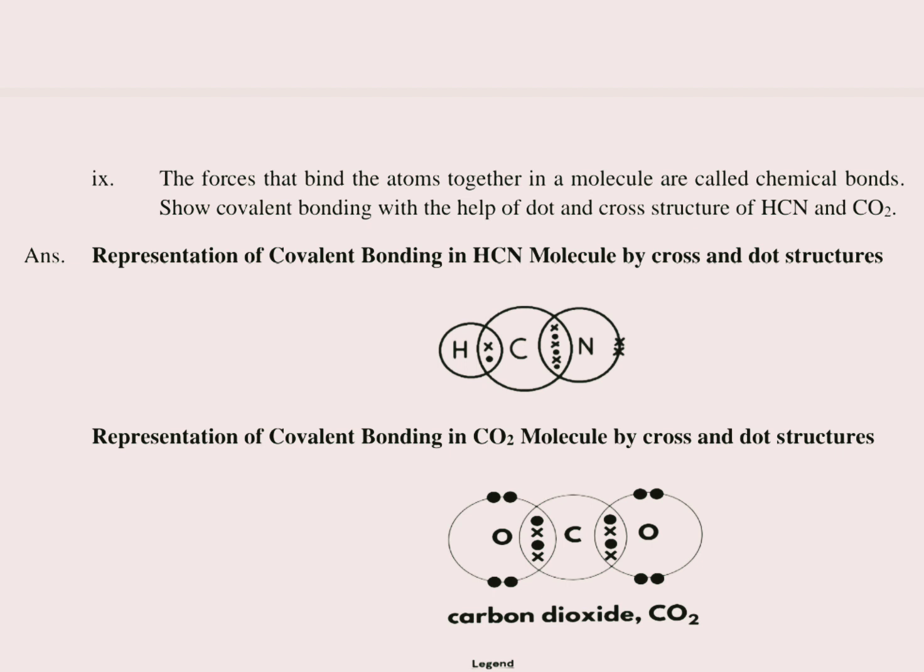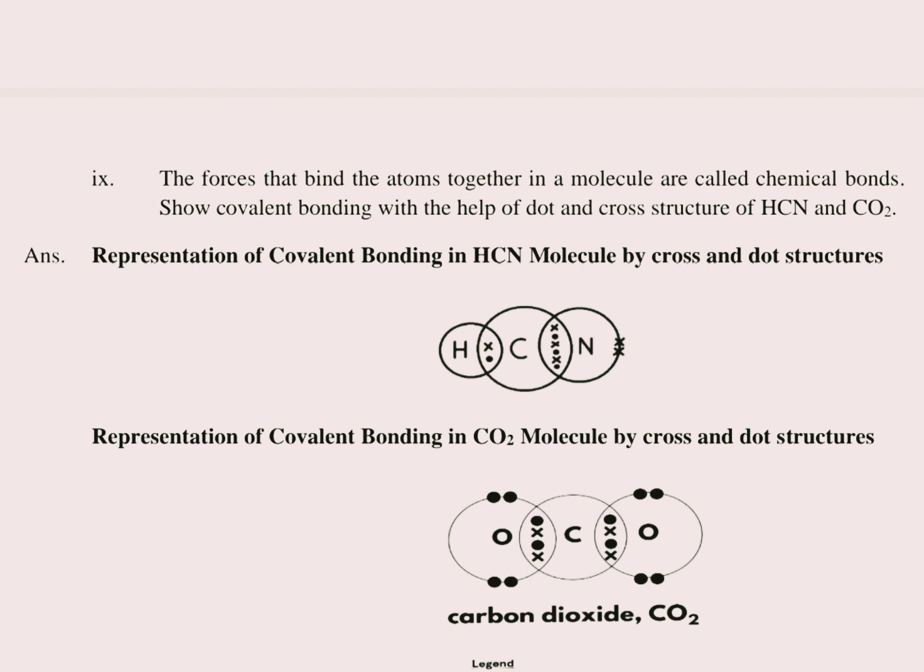The next question here is, the forces that bind the atoms together in a molecule are called chemical bonds. Show covalent bonding with the help of dot and cross structure of HCN and carbon dioxide. So hydrogen cyanide: carbon has 3 bonds with nitrogen and 1 bond with hydrogen. How do you know? If you even don't know, तो थोड़ा ट्रिक आप चला सकते हैं. कार्बन के याद रखें, carbon always forms 4 bonds. And hydrogen forms 1 bond. So there is 1 bond between carbon and hydrogen, and the remaining 3 with nitrogen.